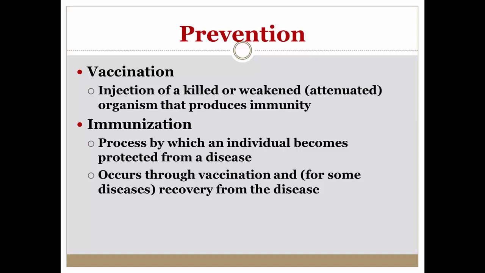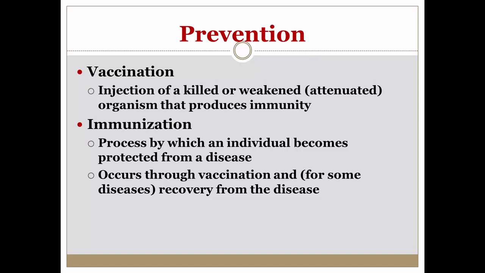And a weakened organism is also called an attenuated organism. Immunization is the process. So injection is the act. Immunization is the process by which an individual actually becomes protected from a disease. And this can occur through vaccination or, for some diseases, recovery from the disease itself.